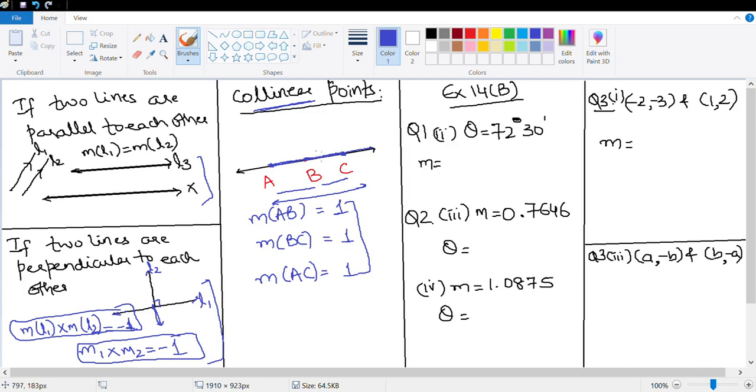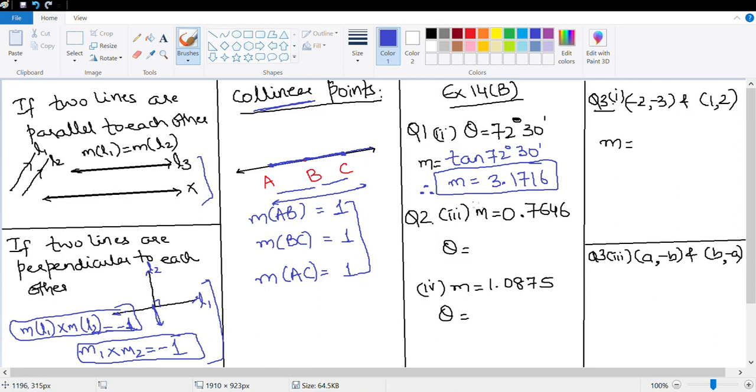So let's look at some questions. I am on question number 1, part 3. Find the slope of the line whose inclination is 72 degrees 30 minutes. So slope will be equal to tan 72 degrees 30 minutes. We've learned how to read the trigonometrical tables last year. So I will just refer to the trigonometrical table and figure out the value of tan 72 degrees 30 minutes. This is 3.1716. So that's the slope of this line. Next, let's look at question number 2, part 3.